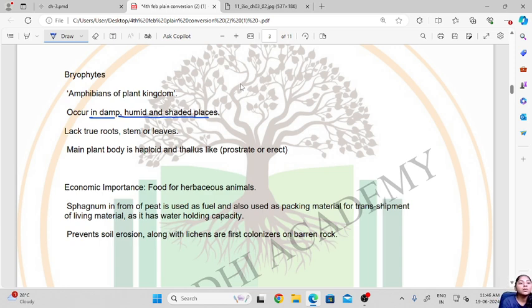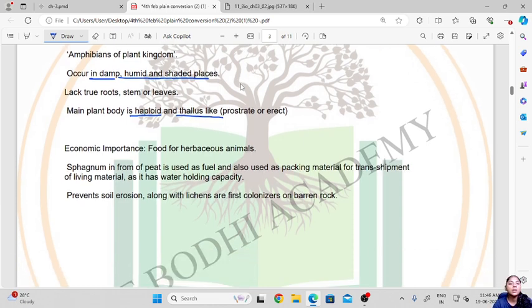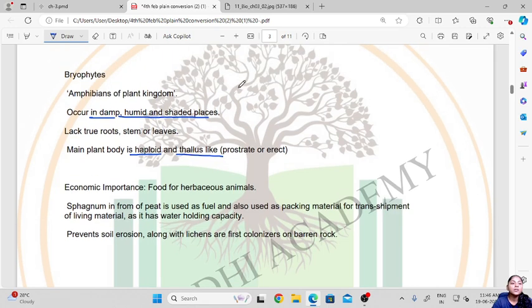The main plant body is haploid and thallus-like. So here also the main plant body is thallus-like. It is prostrate or erect. Then we will learn about the economic importance of bryophytes. These are food for herbaceous animals. So some herbaceous animals feed on these plants.